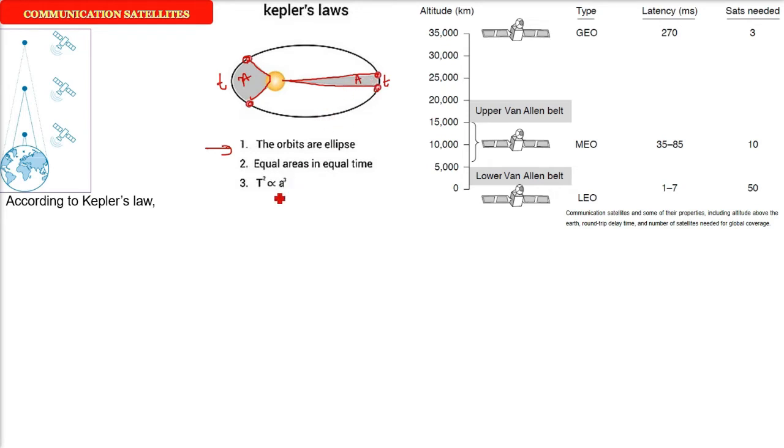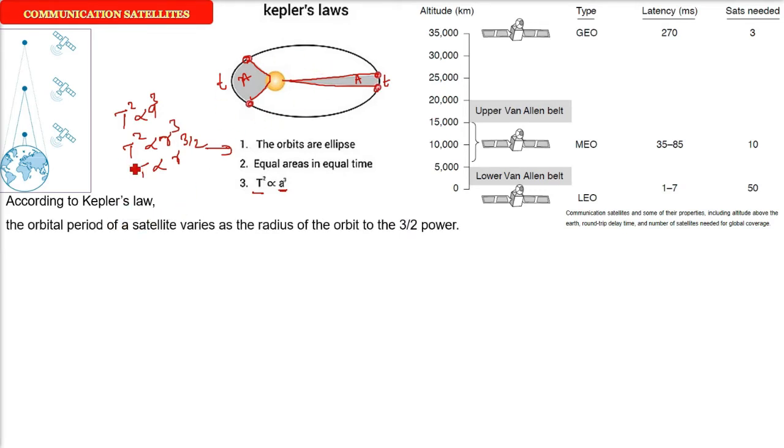And the third is, the time period is directly proportional to the radius. What power? Power 3 by 2. That is, T square is a cube. Let us write a as the radius. So T square is directly proportional to r cube. Now let us take the square root of both sides. What do you get? The time period is directly proportional to the 3 by 2 power of the radius, that is r to the power 1.5. So the orbital period of a satellite varies as the radius of the orbit to the power 3 by 2.